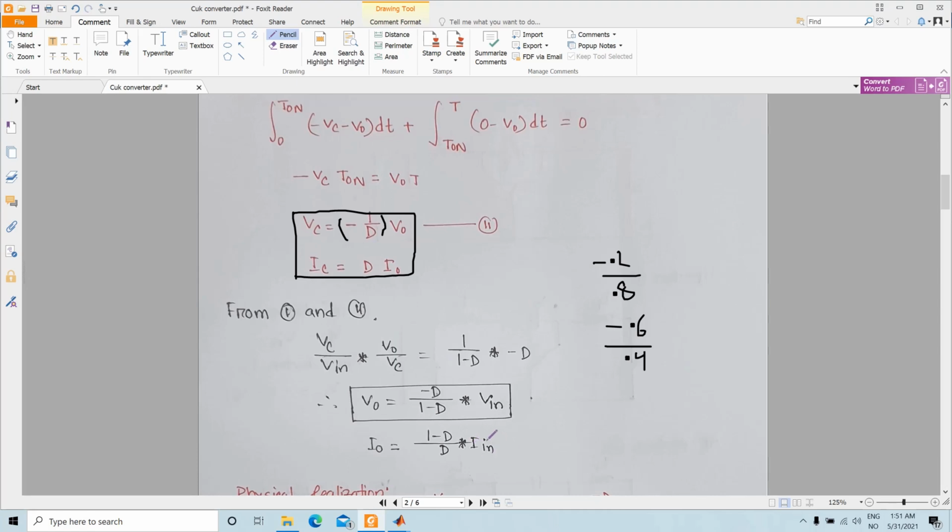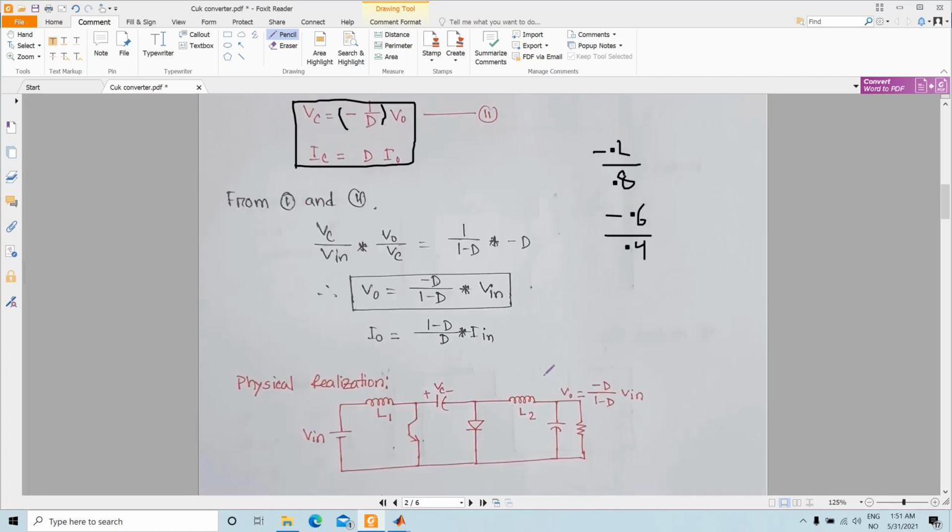If there is no loss, the output power should be equal to the input power, and that also says that the current coefficient here should be the opposite of the voltage coefficient.